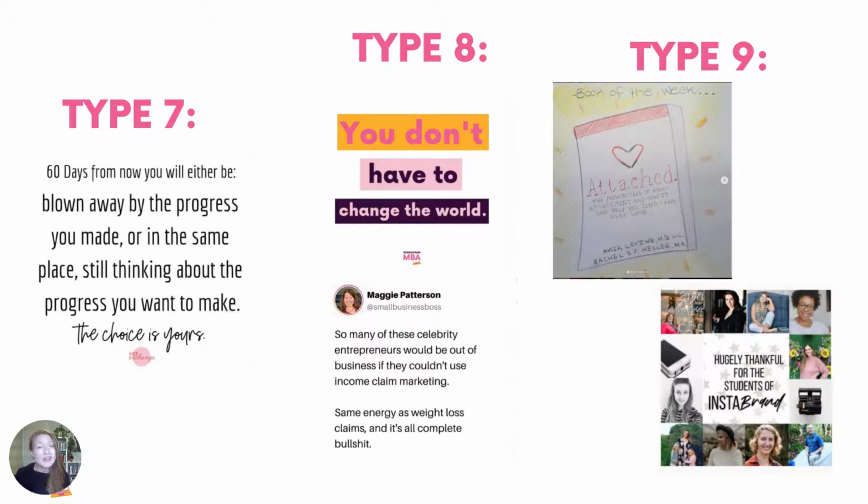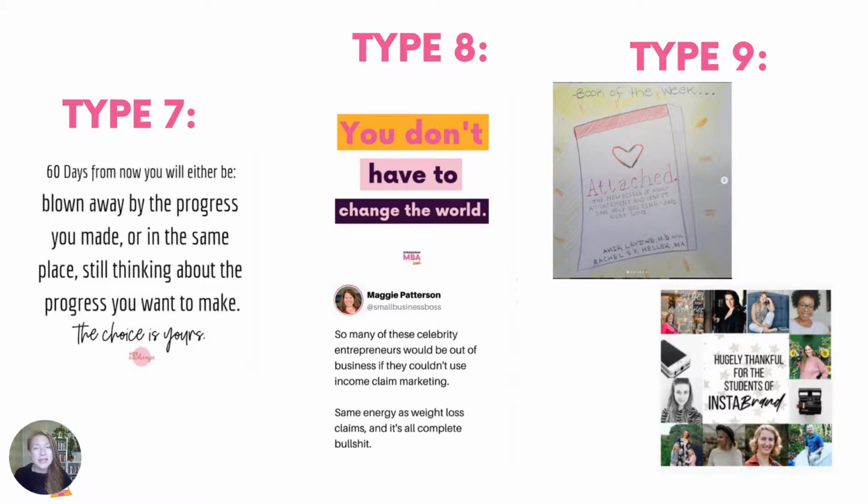There's also another woman I had to put on here because she is just the best example of this. Her name is Maggie Patterson. And on Instagram, I think it's Small Business Boss, and she has all kinds of contrarian content. Her posts, all of them are contrarian, so thought-provoking, really makes you think and reassess.